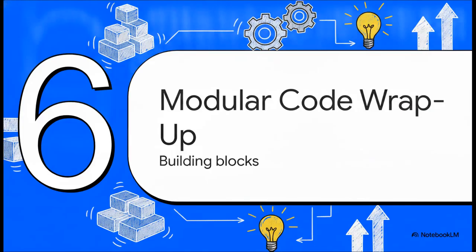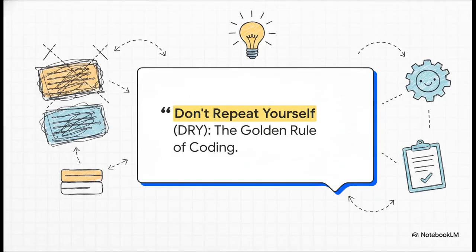Section 6, wrap up on modular code and the building blocks of programming. We've learned all the mechanics today, but why do we actually go through all this trouble? Because using functions turns us into significantly smarter, way more efficient programmers. It changes how we build software from the ground up.